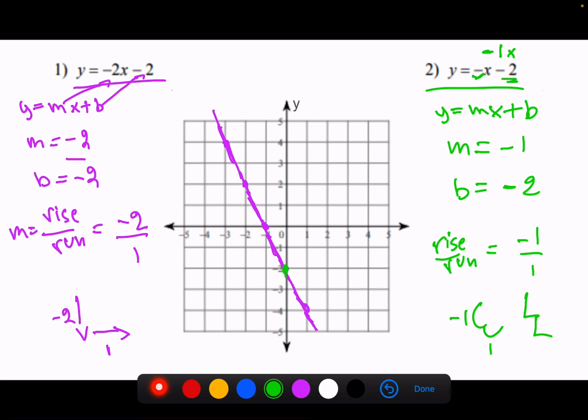If we go down 1, right 1, we're going to be here. Down 1, right 1, here. Down 1, right 1, here. And if we go the opposite way, we go right 1, up 1 over here. Right 1, up 1 over here, again, again, and again. And this would be our green line.